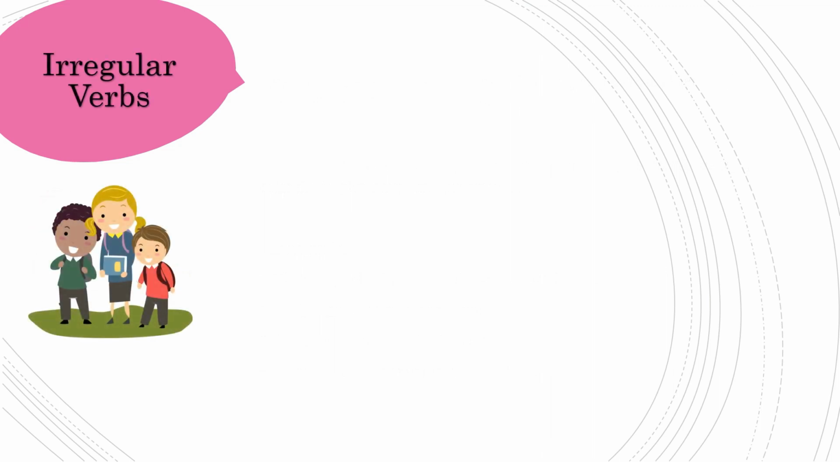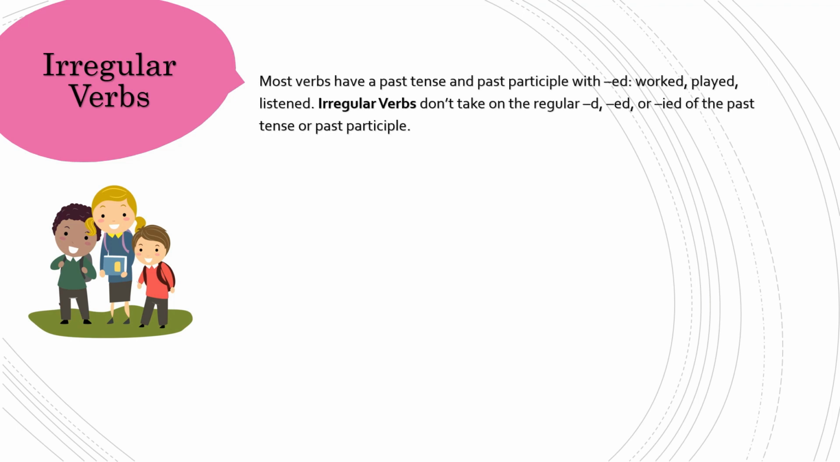Irregular verbs. Most verbs have a past tense and past participle with ed: worked, played, listened. Irregular verbs don't take on the regular ed, or ied of the past tense or past participle. Many of the most frequently used verbs are irregular.